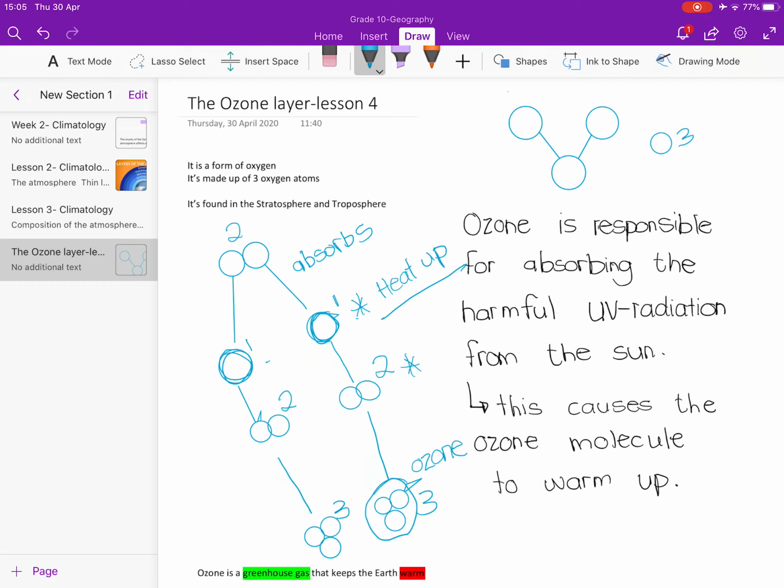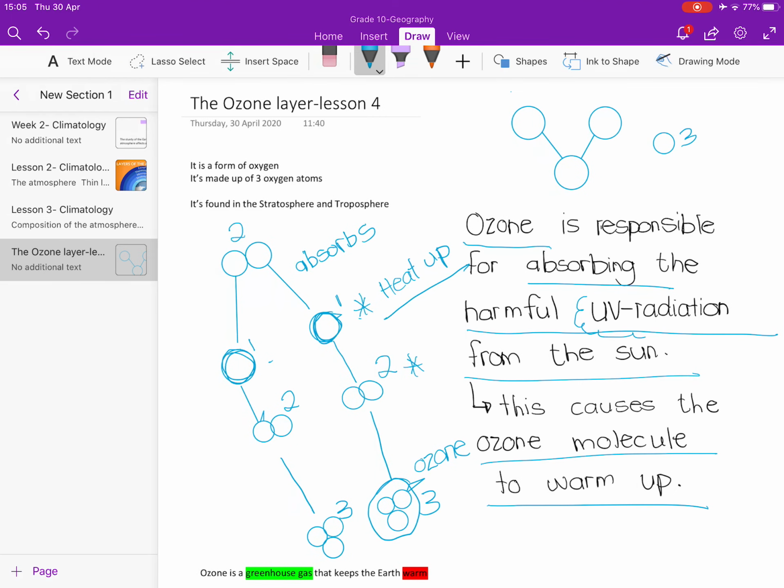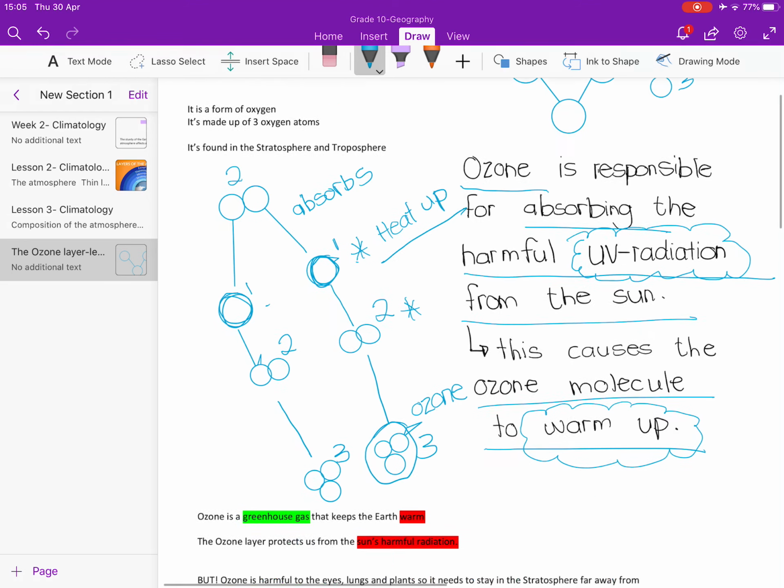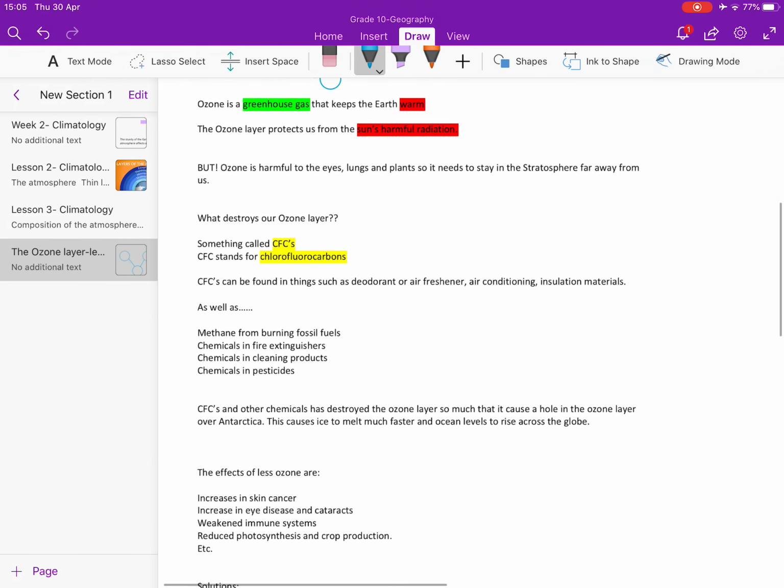Alright, so let's have a look at what I wrote here. The ozone is responsible for absorbing the harmful UV radiation from the sun. This causes the ozone molecule to warm up. Very important to understand. Because it absorbs the UV radiation, it causes the molecule to heat up or to warm up. Alright, let's move on.